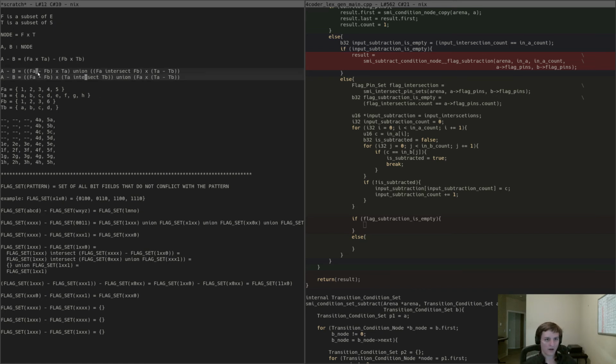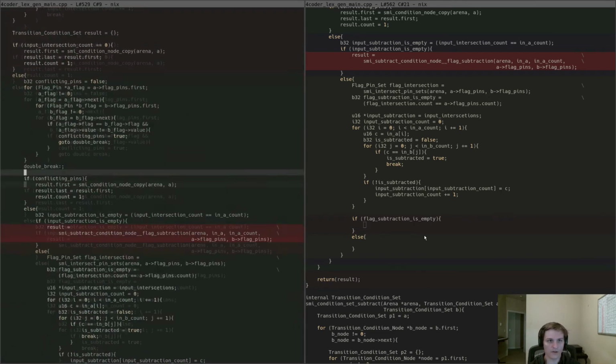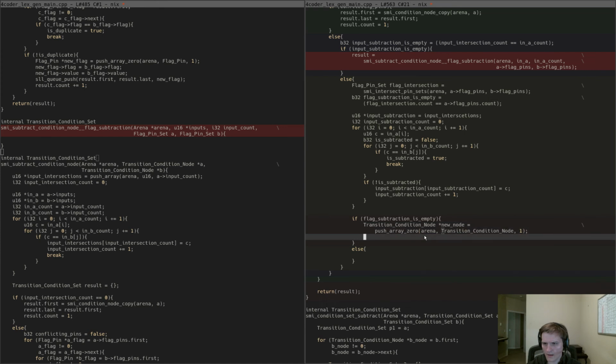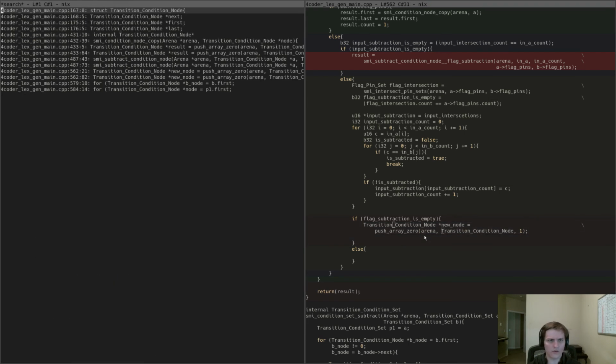Okay, so there's our FA minus FB. Now if our flag subtraction turned out to be empty, then we don't actually have to do this case, we're just going to use this one node. And so for that situation, we're in really good shape. All we need to do is manually construct a single node and stick it into a list. There's nothing else complicated about it. Transition condition node, new node equals push an array onto our arena, give me one new node, and then go and show me that struct.